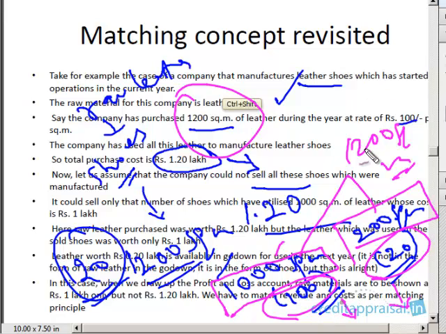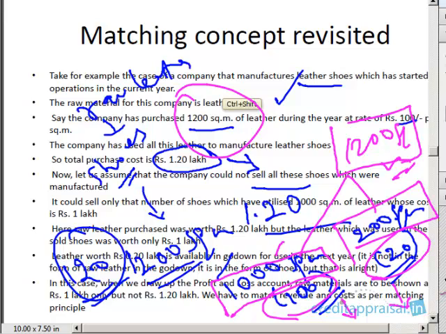So you can say out of the 1200 square meters the company has purchased, 1000 square meters has gone to the customers, of course in the form of shoes, not in the form of raw leather. We have converted them into shoes. So out of this 1200, 1000 square meters has gone to the customers, and 200 is lying in the godown in the form of shoes, right? Forget about which form it is, whether it's raw leather or shoes. In a sense, out of this 1200 which the company has purchased, 1000 has gone out of the factory to the customers, right? And 200 is still in the factory in the form of shoes.